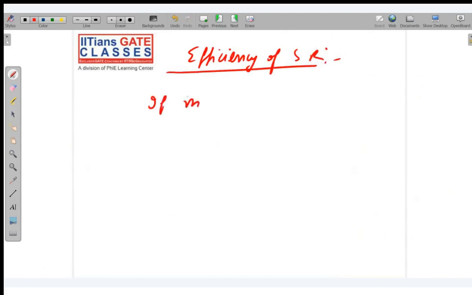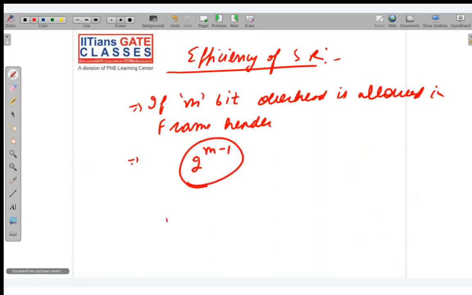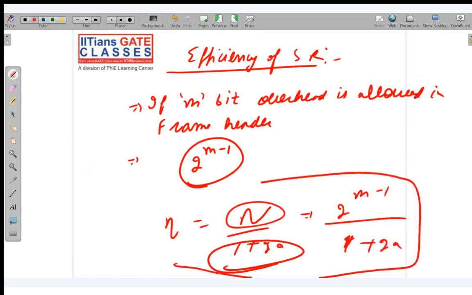So see this. If m-bit overhead is allowed in the frame header, then what can be the maximum window size? That was 2 power m minus 1. We have just solved it. And what is the efficiency? N upon 1 plus 2a. 1 plus 2a is the maximum number of frames which we can send, and n is the number of frames which we are sending. So it will be 2 power m minus 1 upon 1 plus 2a. That is the maximum efficiency which we can achieve.